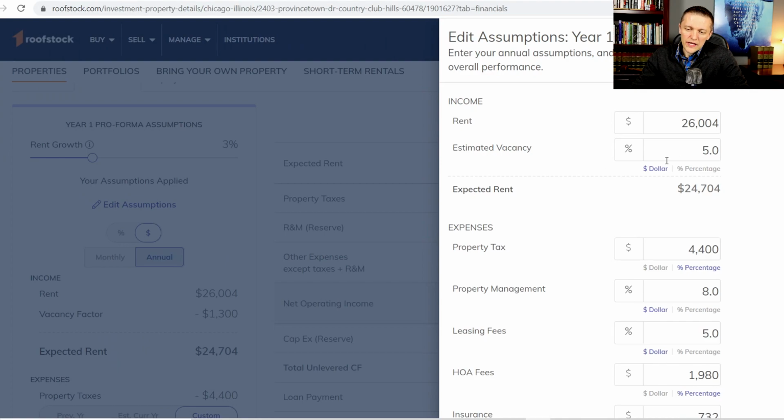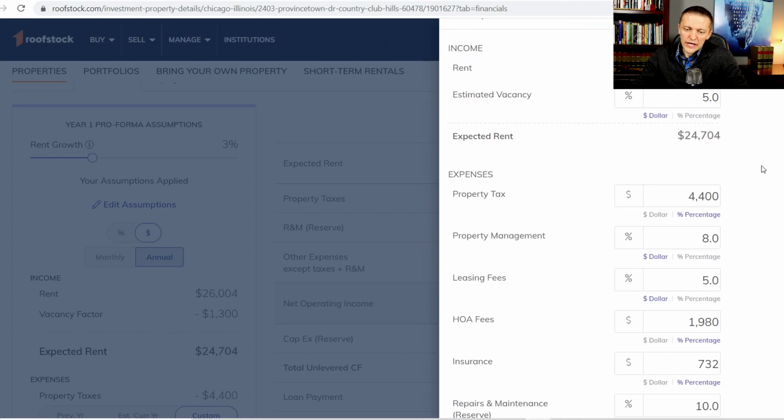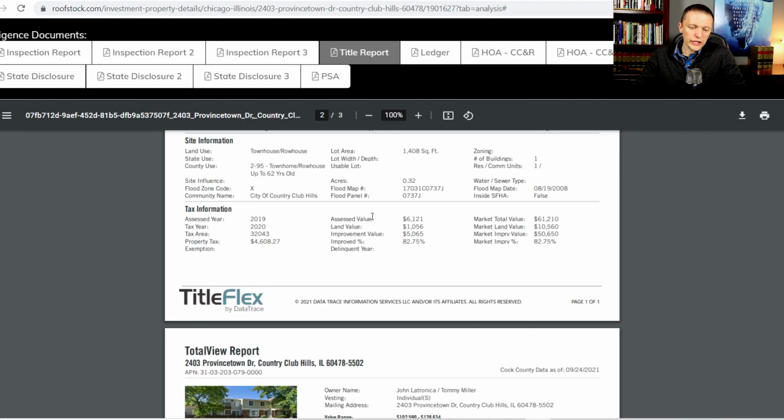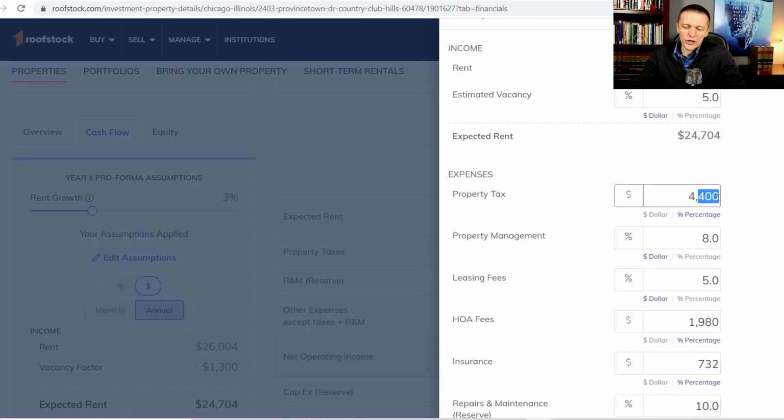So the estimated vacancy is 5%. I think that's fine. Property taxes, again, you want to verify this, and so we need to make sure that this is actually correct. So if we look at the title report, we can see that the property taxes reported for year 2020 were $4,608.27. So I'm going to come back here and put 4,600 to make that a little bit more accurate.